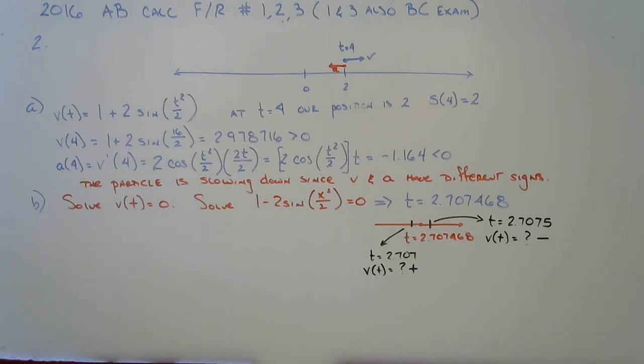Part C says, find the position of the particle when t is 0. All right. Where is our particle when t is 0? Now, that's position.